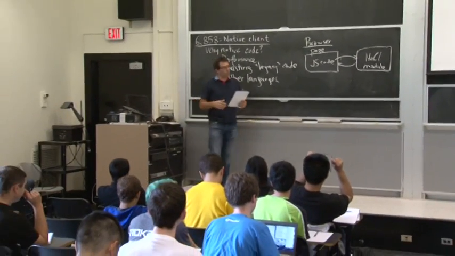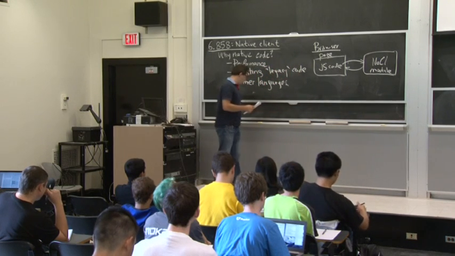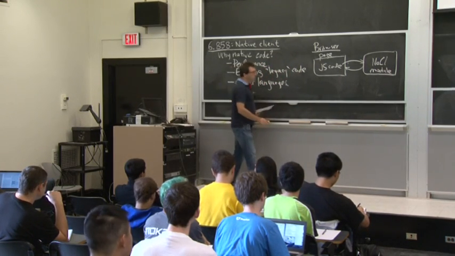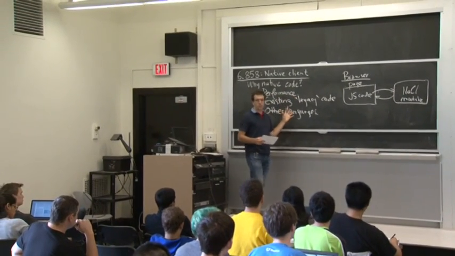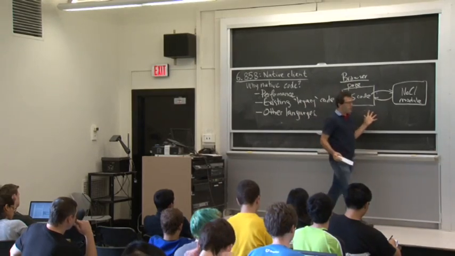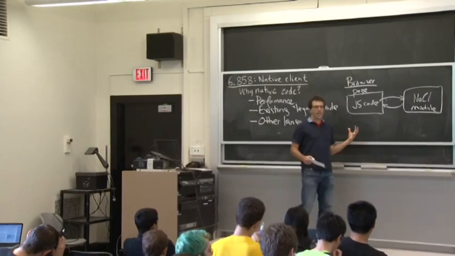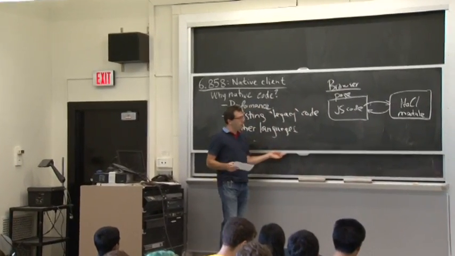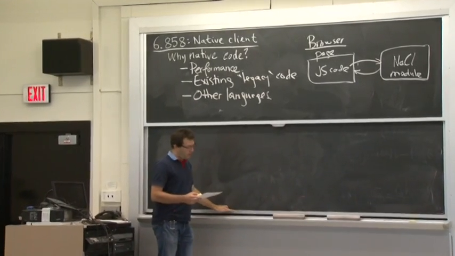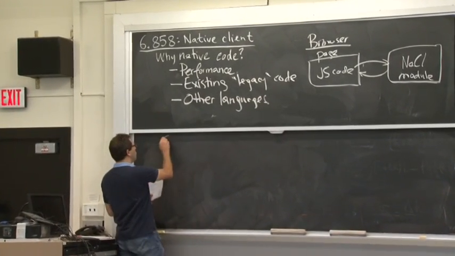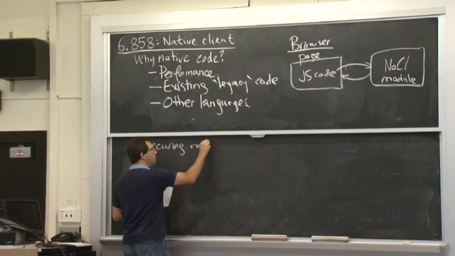So if your goal is to sandbox native code, there's a number of alternatives you could choose, right? People actually had these problems before native client came around: performance, existing legacy code, and other languages. And people just solved them in different ways that maybe weren't as satisfying from a security standpoint or a usability standpoint as native client, but it is doable. So what could you do if you really want to run native code in a browser?